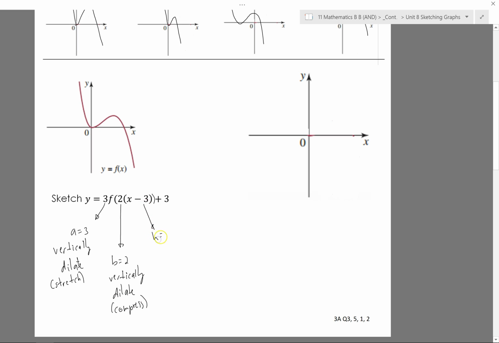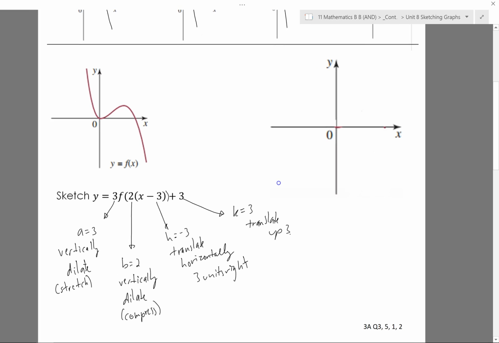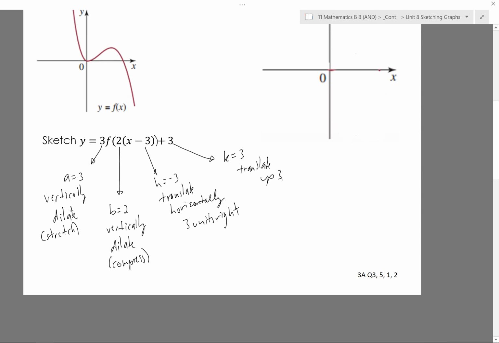I've got an h value of -3, which tells me I need to translate horizontally. Okay, and it's 3 units to the right. The horizontal translations are always the opposite to what you think. And a k value of 3 means we need to translate it up 3 units. So there's a fair bit going on there. The general rule is to dilate before translating, or stretch before you move.